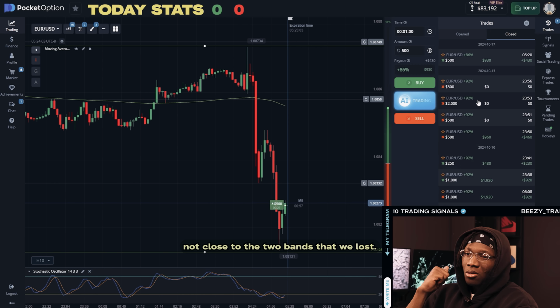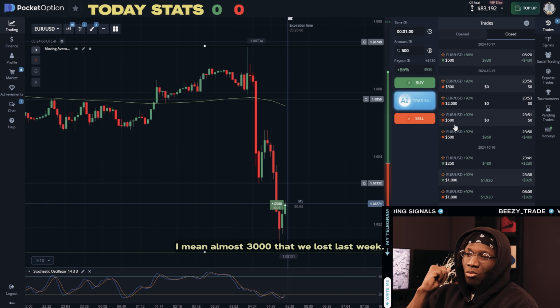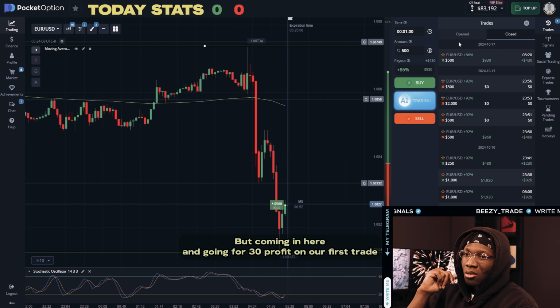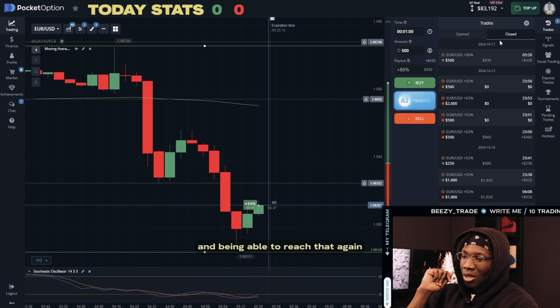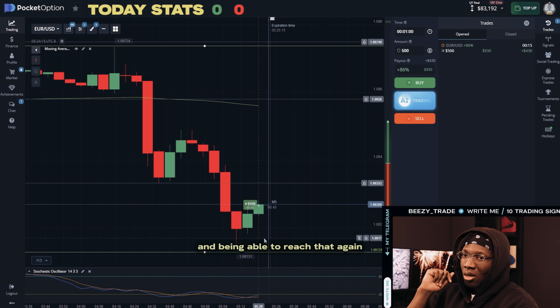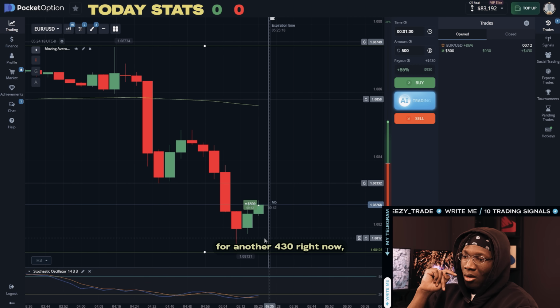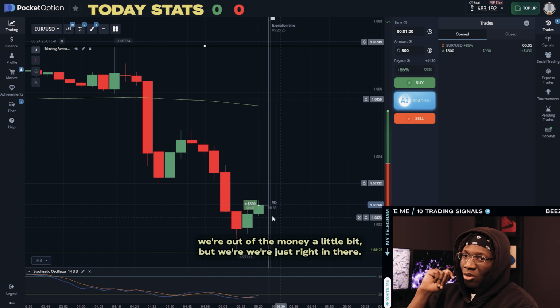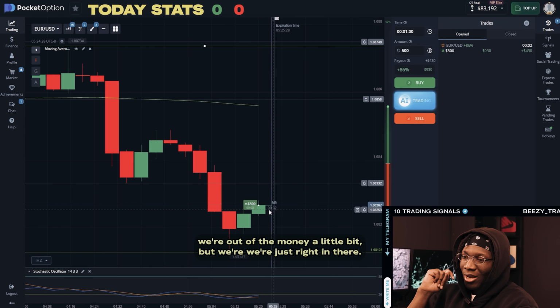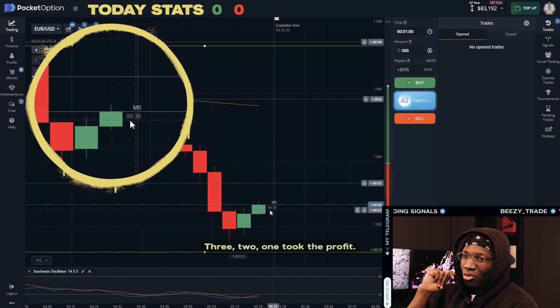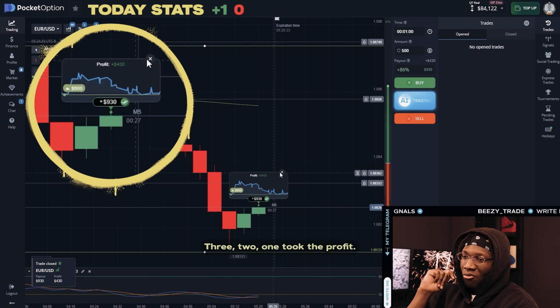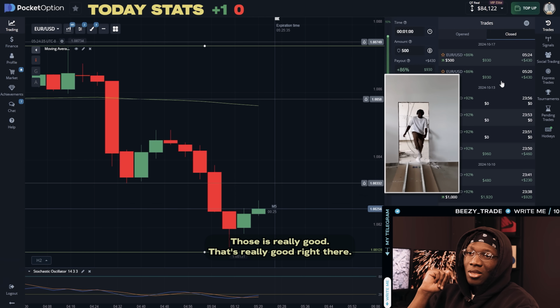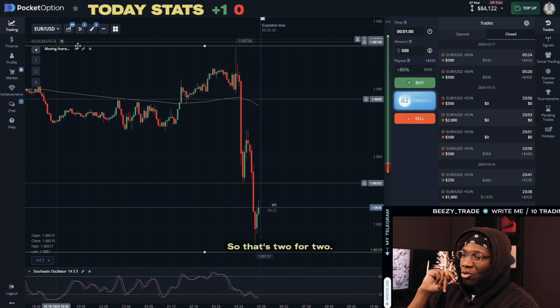Definitely not close to the 2 bands that we lost. I mean, almost 3,000 that we lost last week. But coming in here and going 430 profit on our first trade, and being able to reach that again for another 430 right now. I mean, we're out of the money a little bit, but we're just right in there. 3, 2, 1, took the profit. Nice. That's really good right there. So that's 2 for 2.